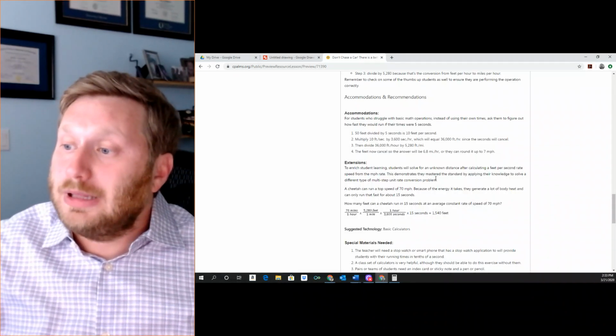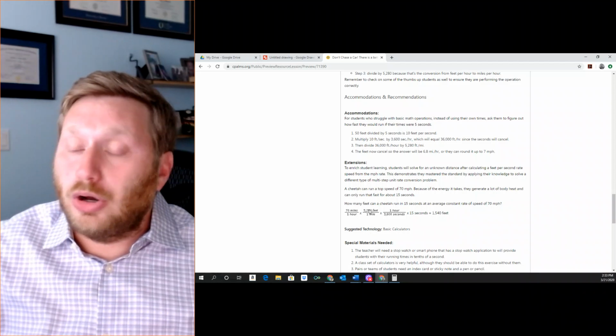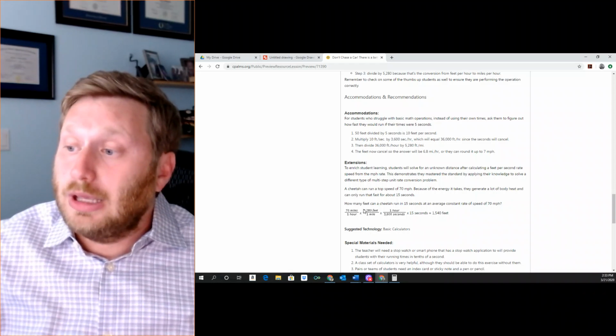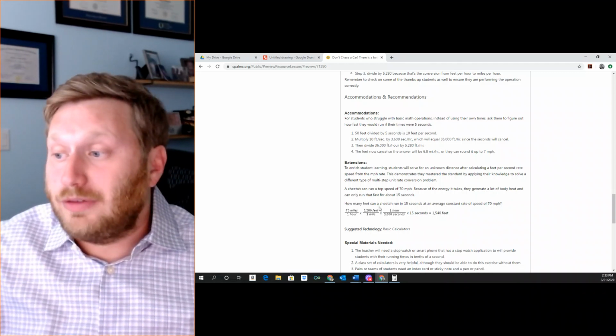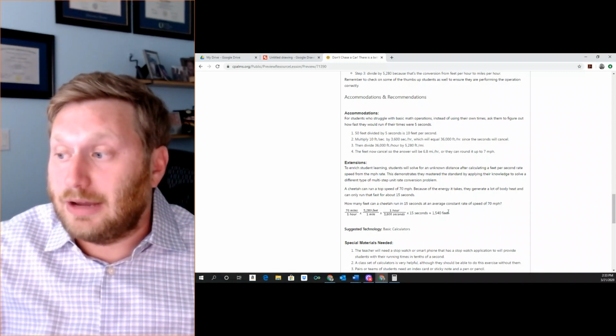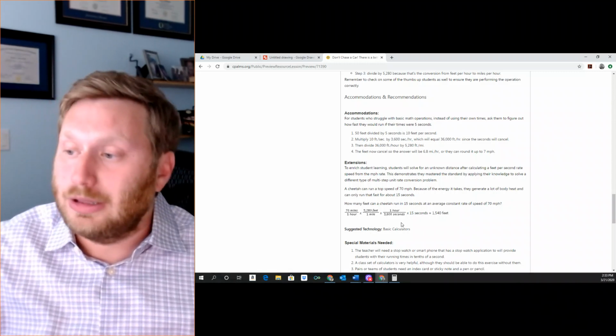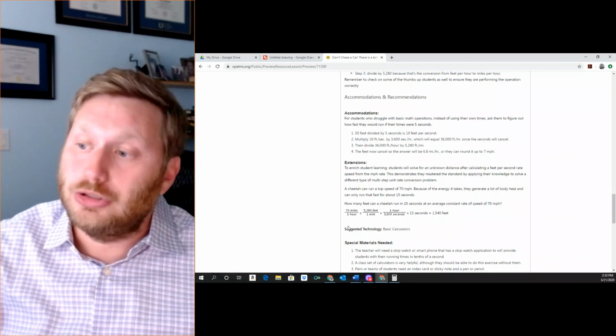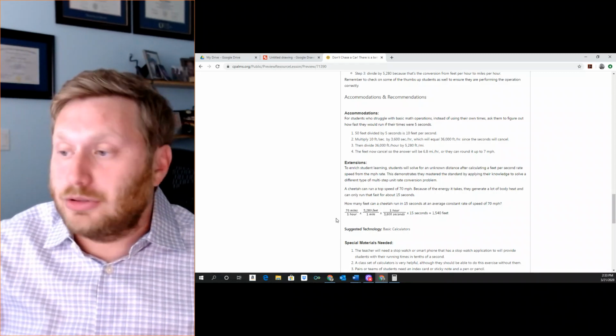So, in that sample problem, in the extension portion, it asks, how many feet can a cheetah run in 15 seconds at an average constant speed of 70 miles per hour? And there's the conversion for that. But I'm going to show you how to do it in feet per second. So for example, here's the question.